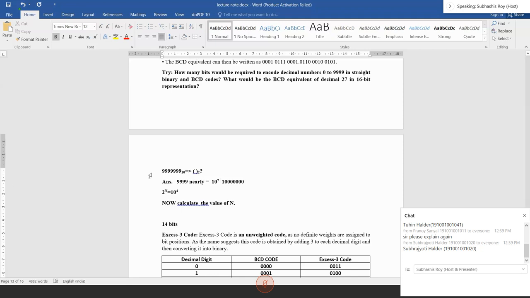So if the number is like this, then that number can be represented in the power of 10 because you are using a decimal number. So that number can be represented as nearly equal to 10 to the power 7. This is not exactly the same as 9999999, but nearly that number.